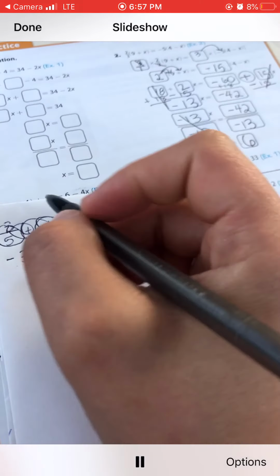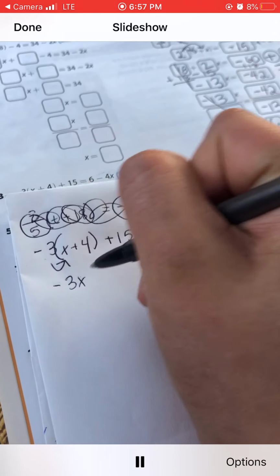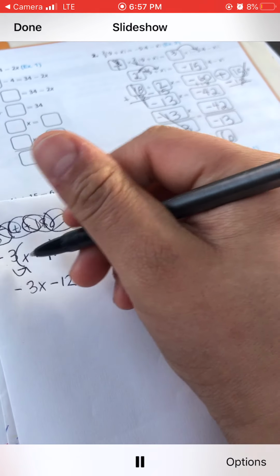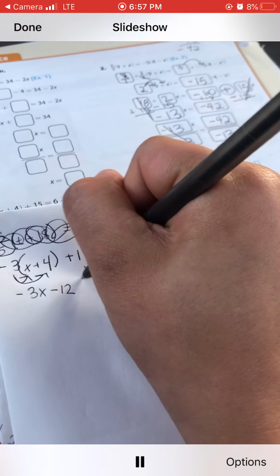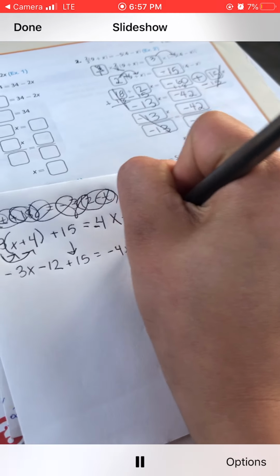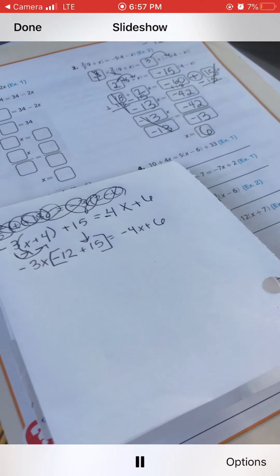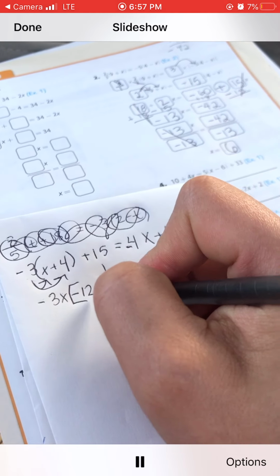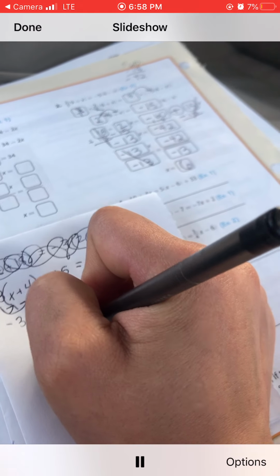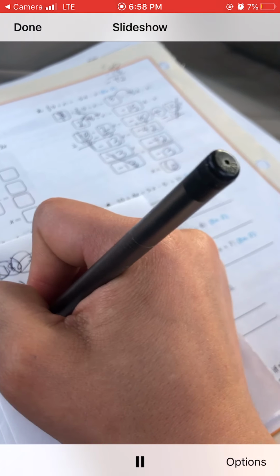So now we're just going to go ahead and distribute. Negative 3 times x is negative 3x. Negative 3 times positive 4 is negative 12. And you're just going to drop down. Plus 15 equals negative 4x plus 6. These two right here, we can easily simplify them. 15 minus 12 is 3. And that is a positive 3. And we're just going to drop everything down.